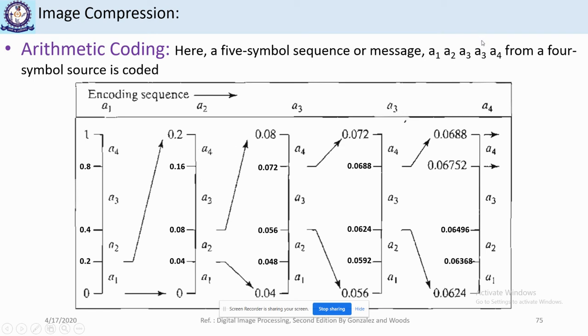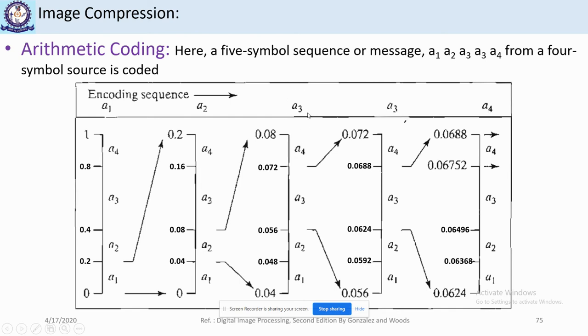Now the next symbol we have is A2. The range of A2, that is 0.04 to 0.08, will be scaled to the same height, and this range again will be divided in accordance with the probability of occurrence of these symbols. So the first range we get is 0.04 to 0.048. Then the second will be 0.048 to 0.056, and then the third will be from this to 0.072, and the last will be the fourth range.